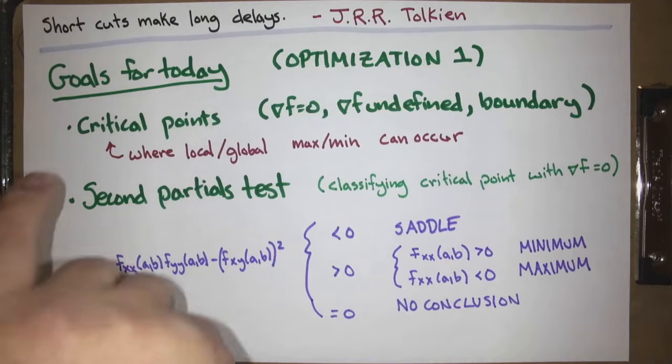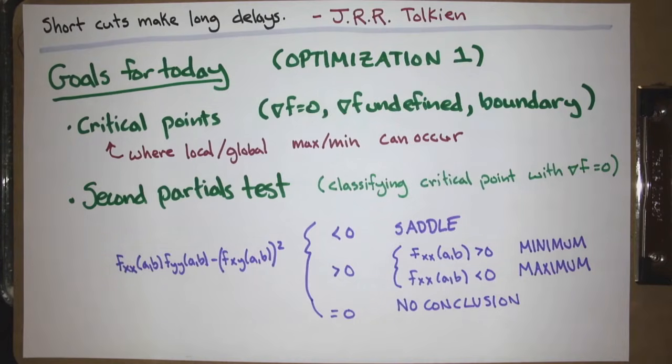Now, our goal for today, we're starting optimization. There are 3 lectures on optimization. Each lecture has a slightly different theme, but we're building up. So this is the first lecture on optimization. And we're going to talk about critical points. This might sound familiar. You think back to Calculus 1, and you said, I learned about critical points. That's where the maxes and mins were.